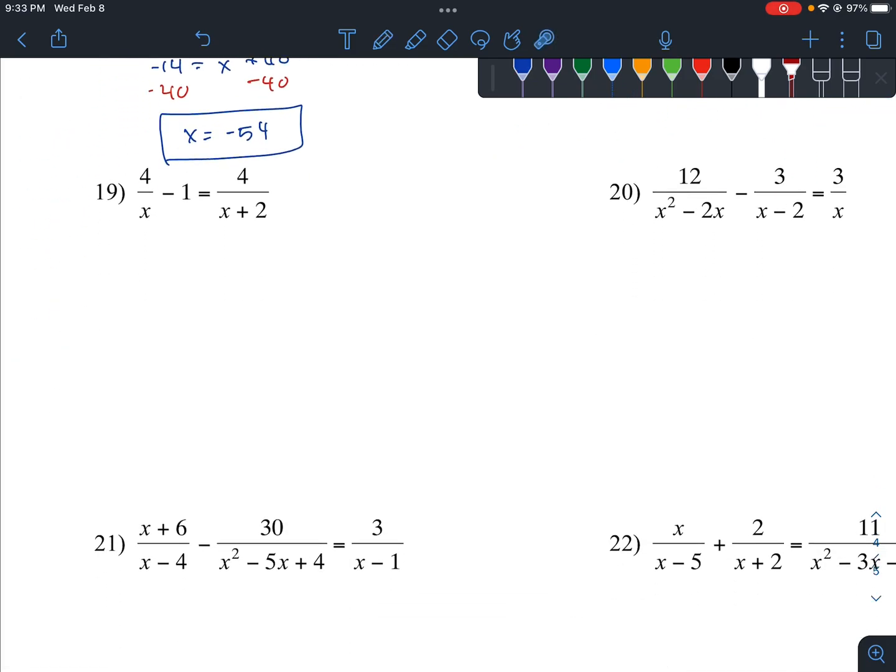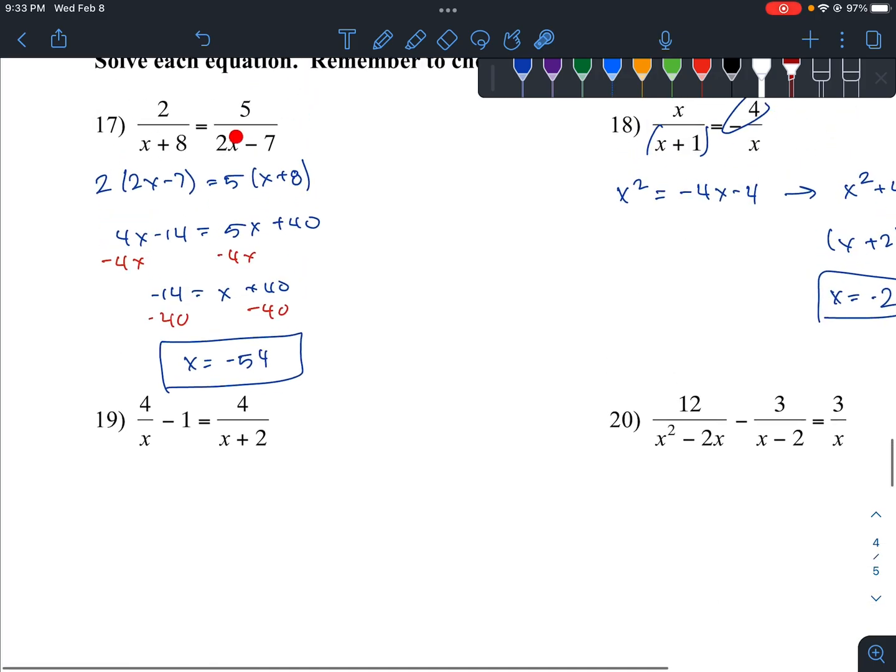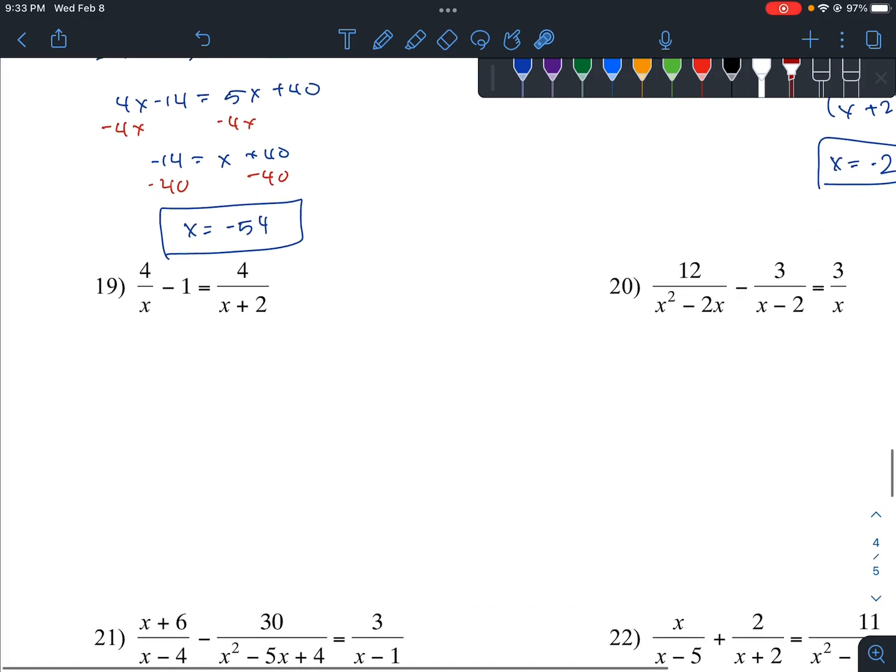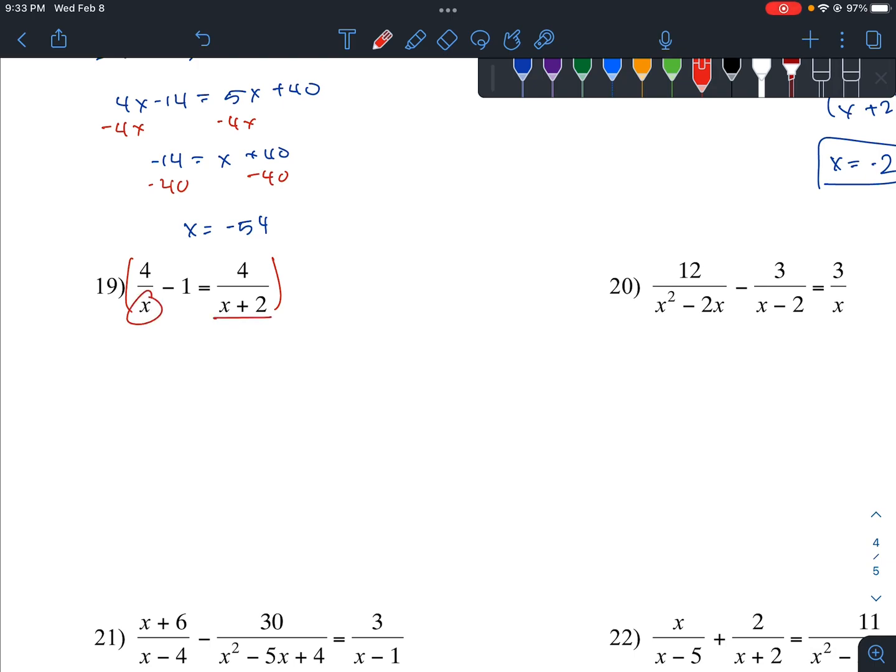Okay, for 19, I can't use cross multiplication here because I have two rational expressions on one side rather than one rational expression and one rational expression. So instead, I'm going to use my least common denominator. So in this case, I have x and x plus 2, so those multiplied together make up my least common denominator.